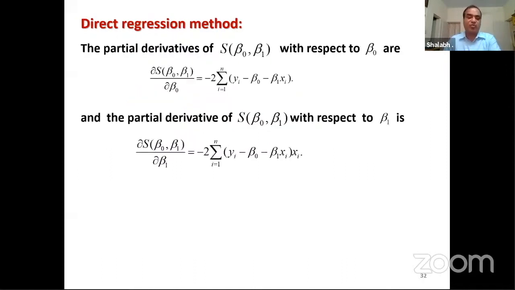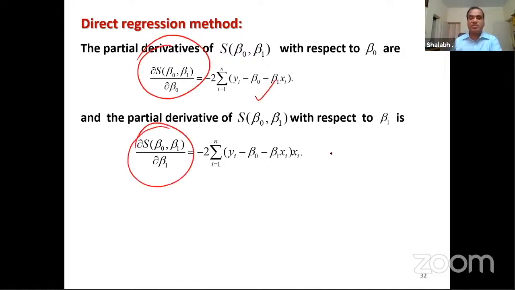So that is what we try to do here. In the principle of maxima and minima, we partially differentiate the function with respect to all the parameters. We try to put them equal to 0, and then we try to solve those equations to get their values. So I differentiate this function with respect to beta 0 and with respect to beta 1, and we get these two equations.